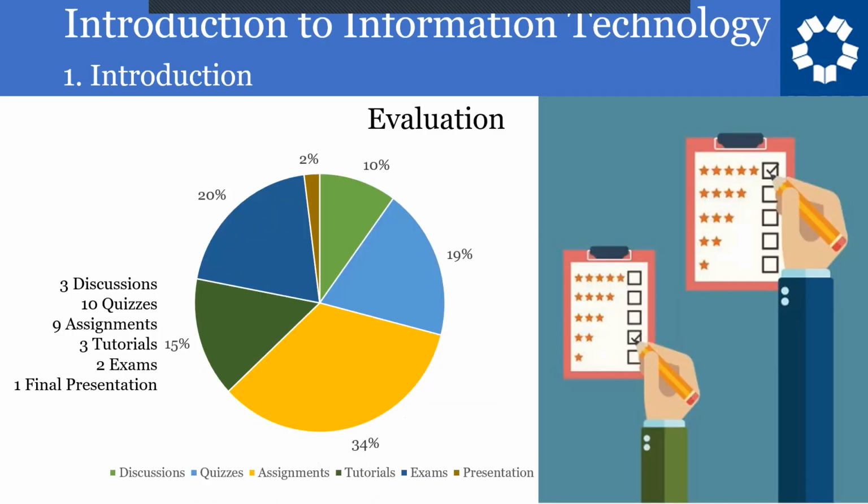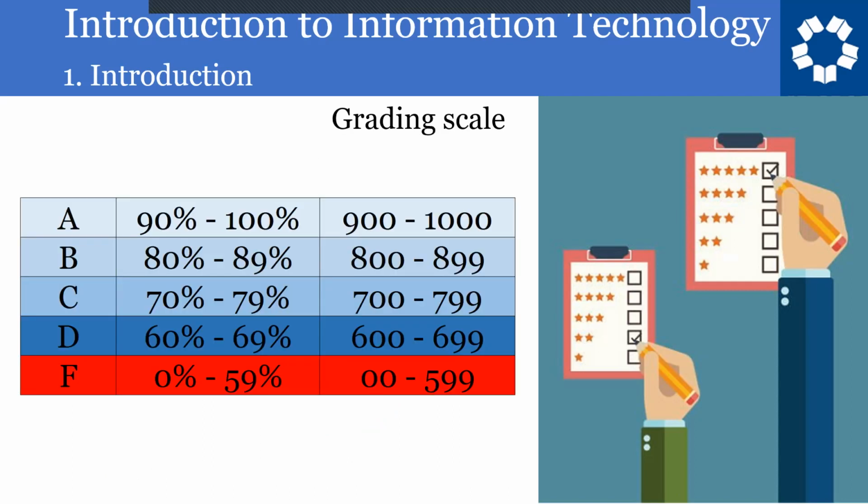Evaluation for this course, we're going to have 3 discussions, 10 quizzes, 9 assignments, 3 tutorials, 2 exams, and 1 final presentation. You can see there what's the distribution of the evaluation. Assignments are going to be the biggest chunk over there. That's 34%. So try to pay attention to the assignment and, of course, to all of the activities that we're going to have in this course.